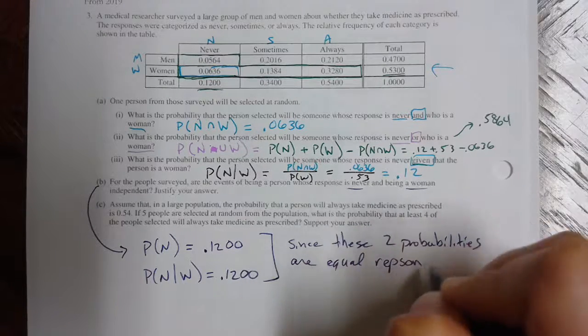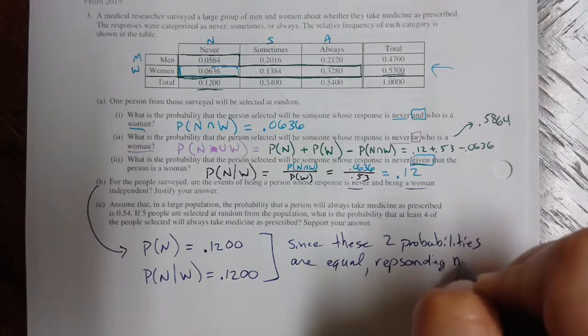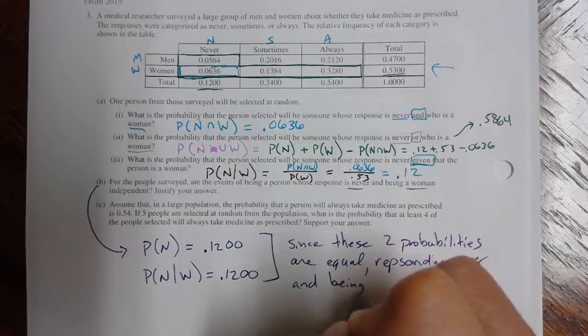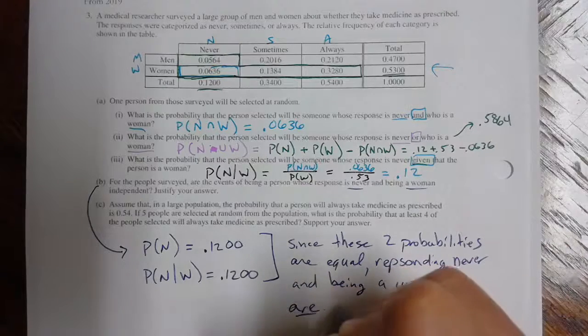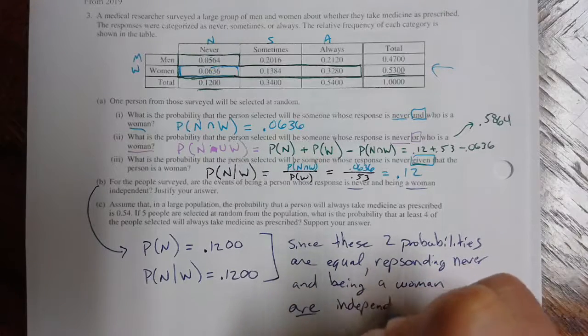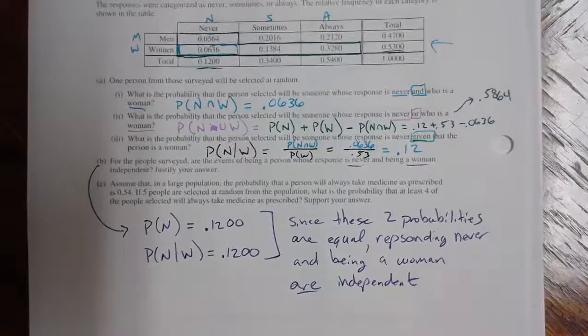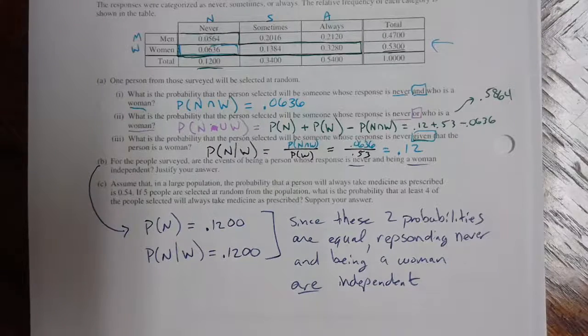I'm going to be a little more specific in what we're doing. Responding never and being a woman are independent. And what's important here is that we use calculations to justify our response. So what we want to make sure is that these two calculations, they're equal. This shows that these two events are independent from each other.